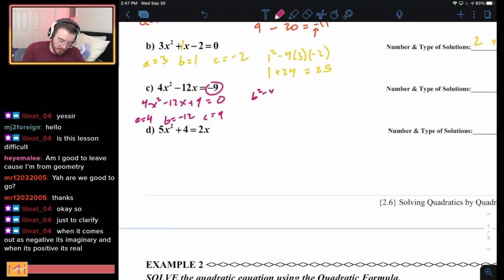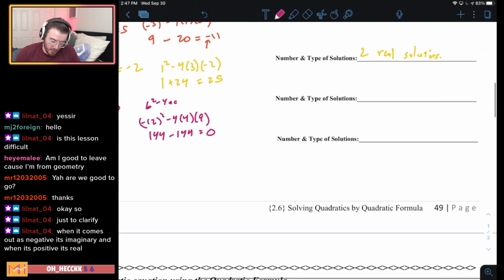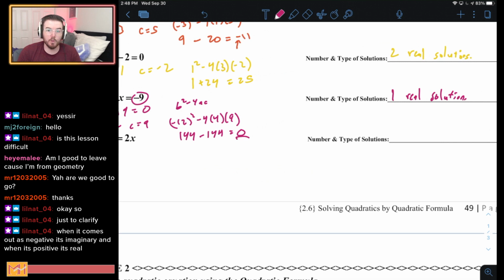So now when we do B squared minus 4AC, we get -12 squared minus 4 times 4 times 9, which is 144. And I already did this one ahead of time. Spoiler alert, 4 times 4 times 9 is 144. I had to look that up. I had to punch that in. And I get 0. So when you get 0, you have one real solution. And again, why is that? Because this is the number under the square root. What's the square root of 0? 0. So if I add 0 and if I subtract 0, that's not changing anything. I'm only going to have one solution.